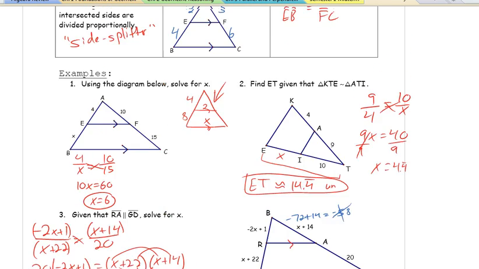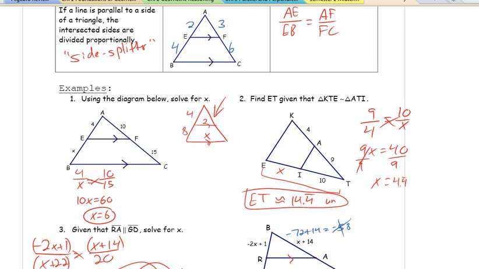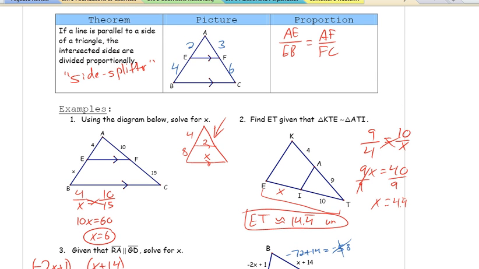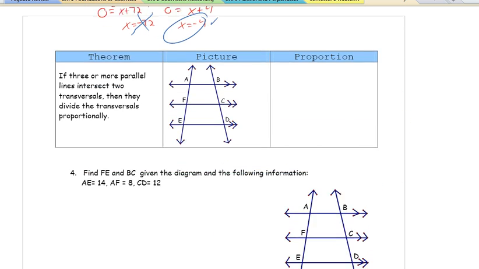So that is side splitter. Again, you cannot use it when you have a side and a base, just sides. If you're not sure when you can use it, when you can't, just go ahead and redraw the triangles. You'll get the same answer if you do it that way.